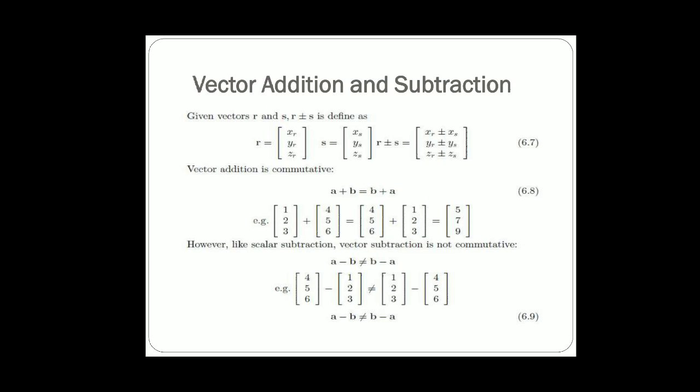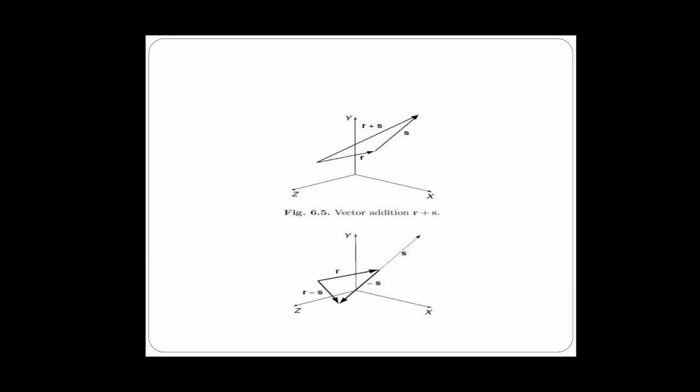Because if I am doing a minus b, I will get the answer 3, 3 and 3. But if I am doing b minus a, I will get the answer minus 3, minus 3, minus 3. So these are two different values because the signs are different. So that is one criterion for addition and subtraction of vectors. Addition is commutative, subtraction is not commutative.